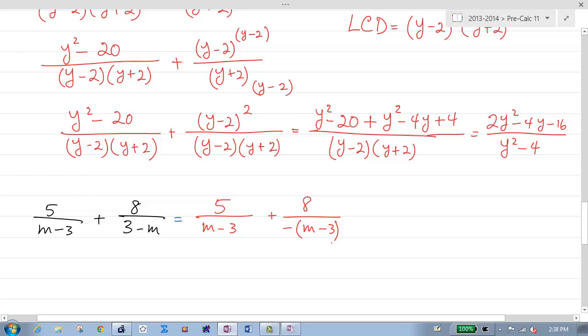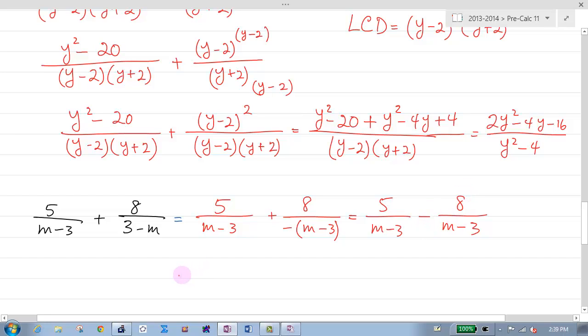So now we're looking at the same factors. So I can rewrite the two as 5 over m minus 3, and that's negative, and the negative sign can become the sign for the fraction. So it becomes 5 over m minus 3 minus 8 over m minus 3.